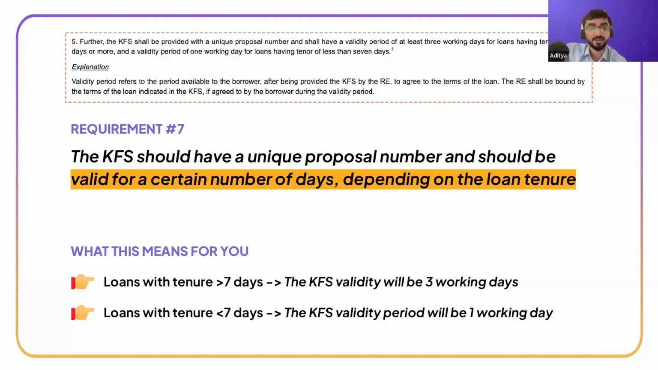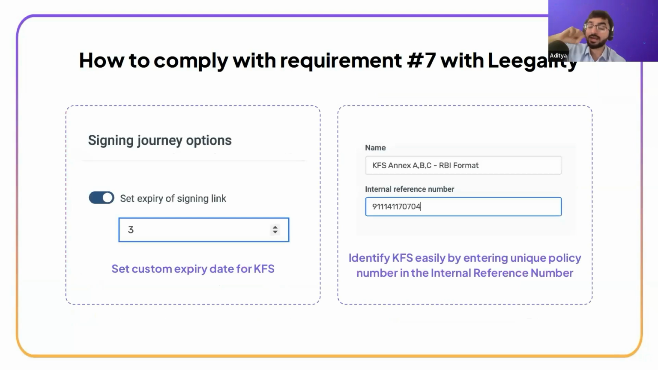Another thing is, after the borrower exercises this time and acknowledges the KFS, it automatically becomes binding on you, binding on everyone. It acts as the single source of truth for the loan, which is very important at the stage of enforcement. If the borrower rejects it and there's some modification and you resend the KFS, just make sure that the unique proposal number changes, because each KFS needs to have a unique proposal number.